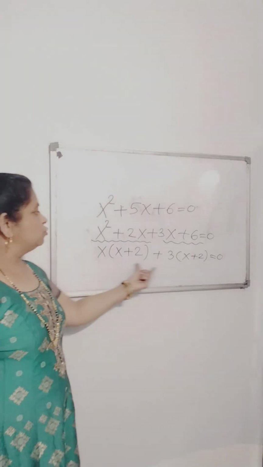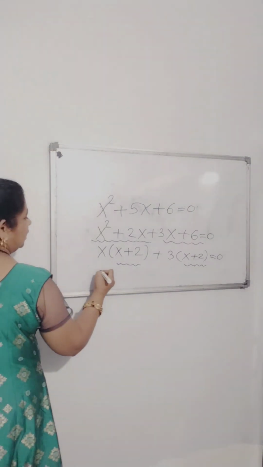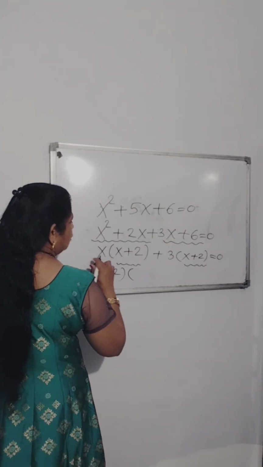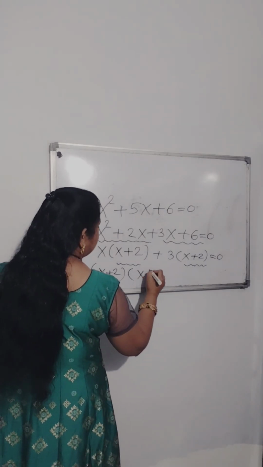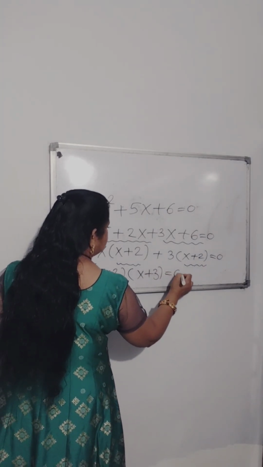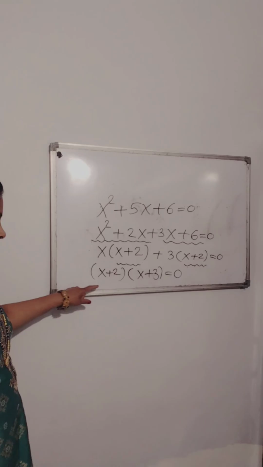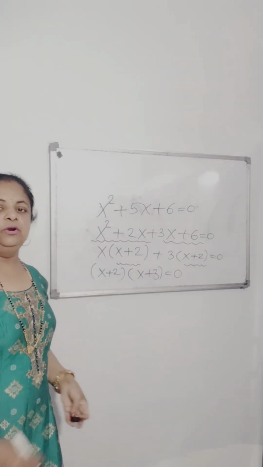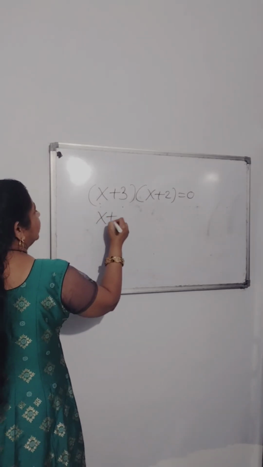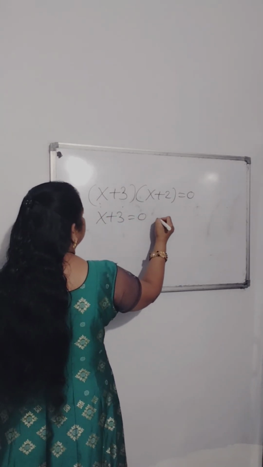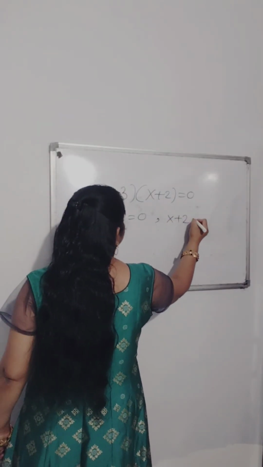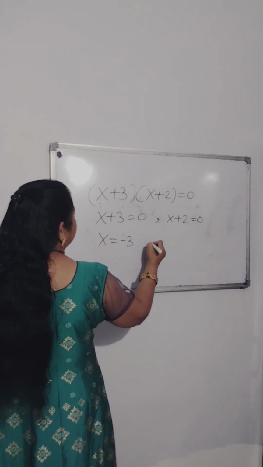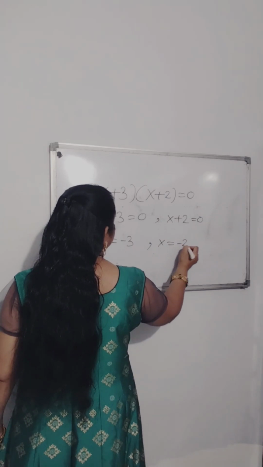Now x plus 2 is common in both terms, so we can take x plus 2 common. Now x plus 3 will be inside the bracket, and this is equal to 0. From here we can write that x plus 2 is equal to 0 and x plus 3 is equal to 0. Therefore, x is equal to minus 2 and x is equal to minus 3.